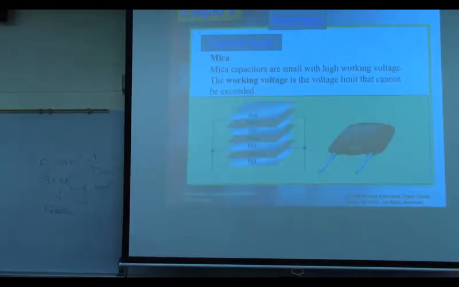And now we discuss different capacitor types. I don't think we need to discuss them here. Everything is very straightforward. You can just read the textbook. But anyway, capacitors are small with high working voltage. The working voltage is the voltage limit that cannot be exceeded. If you exceed this voltage, then it will be destroyed.